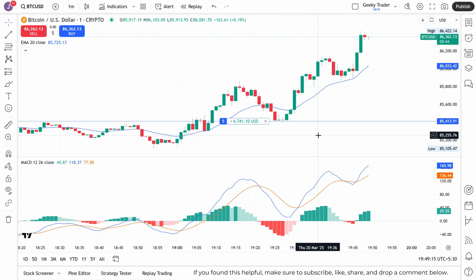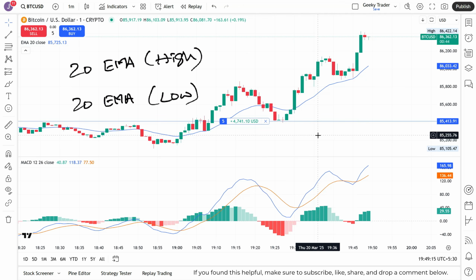Now, if you want to refine this strategy even further, you can also try using 20 EMA high and 20 EMA low alongside the MACD. This creates a price channel that helps identify breakouts, trend strength, and potential reversal zones more effectively.